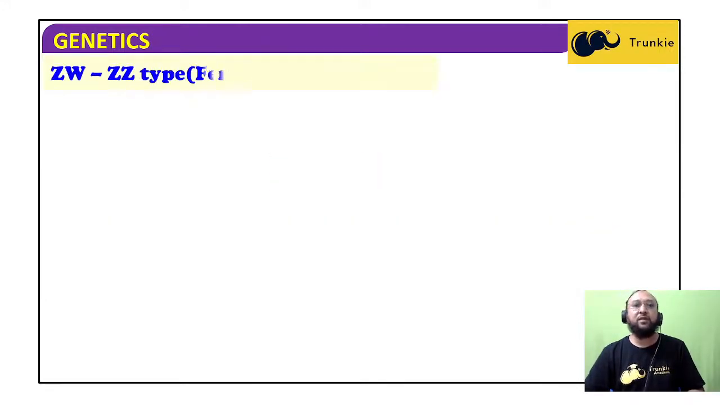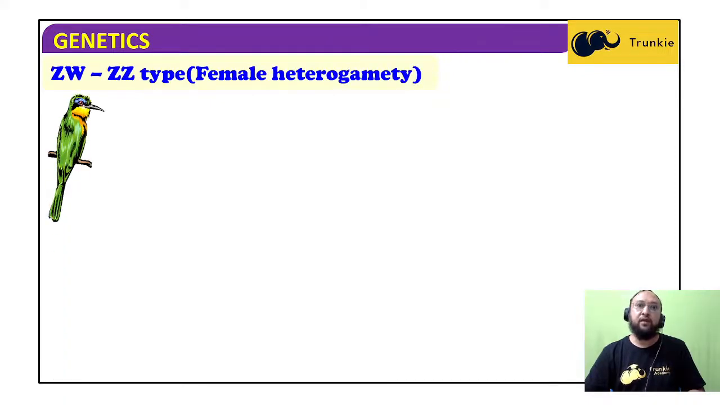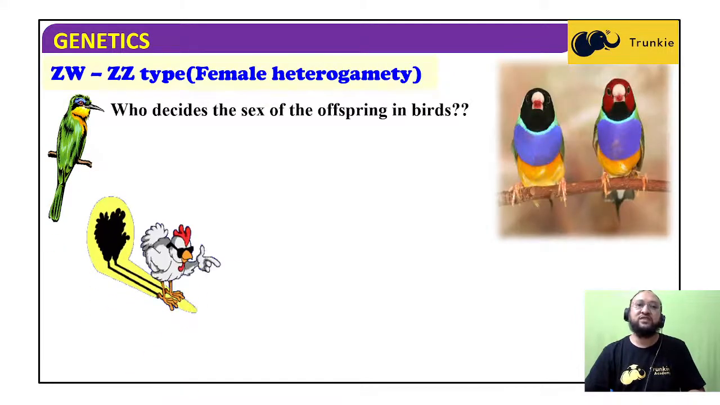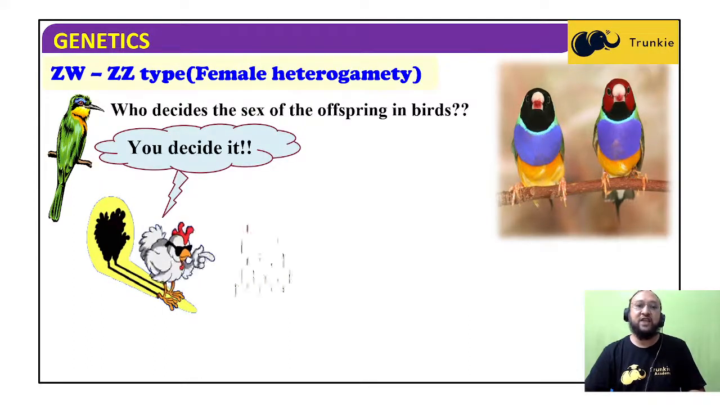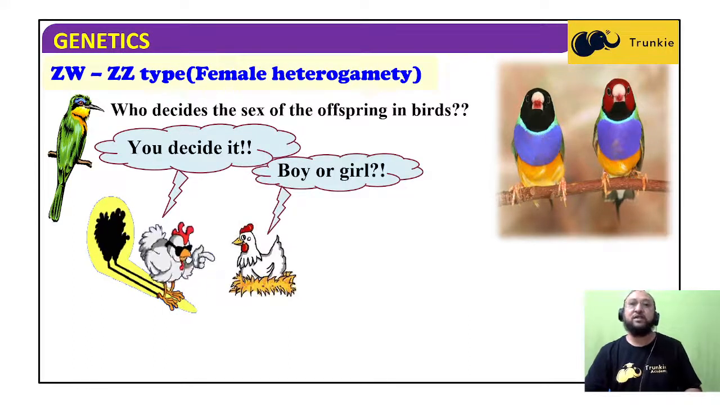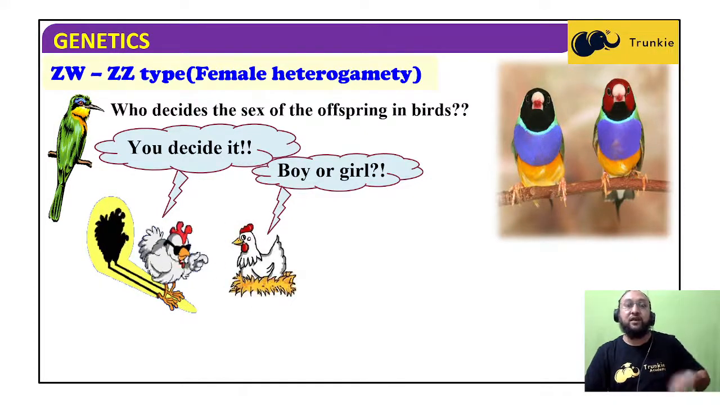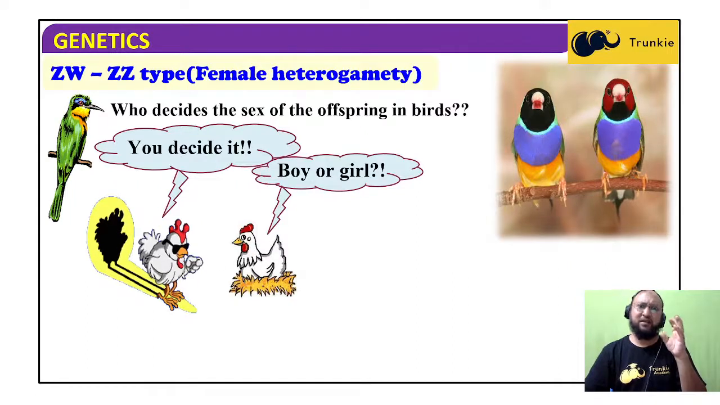Now female heterogamety has another example, that will be the ZW and ZZ type. Who decides the sex of the offspring in birds? Now you decide, just to make it interesting, boy or girl. It does not depend on the male bird, but the female bird will decide. Decide means boy or girl.